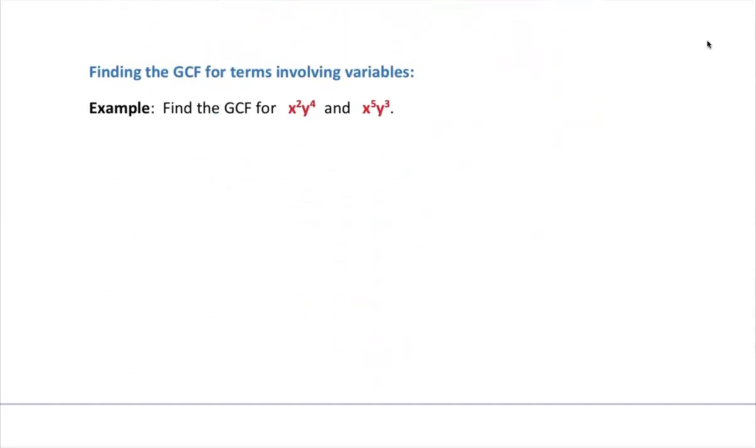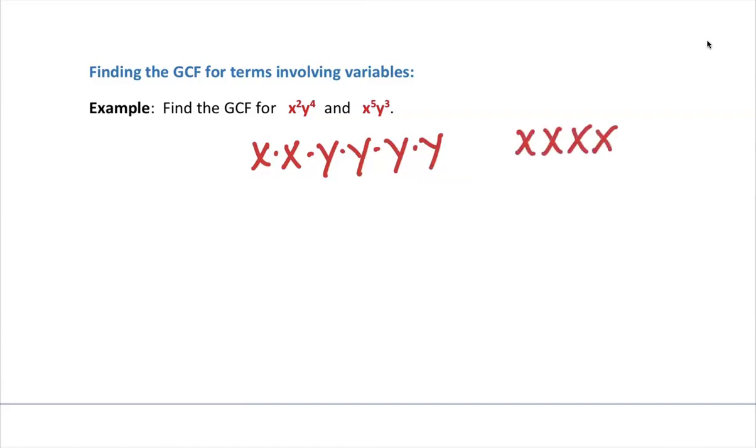If we're dealing with variables, let me expand this just to show something. That's x squared times y to the fourth and x to the fifth times y to the third. How many x's, x times what, do they both have? They both have an x squared. If I think, well, this one has more x's, yes, it does, but this one doesn't. So x squared is the biggest that they both have.